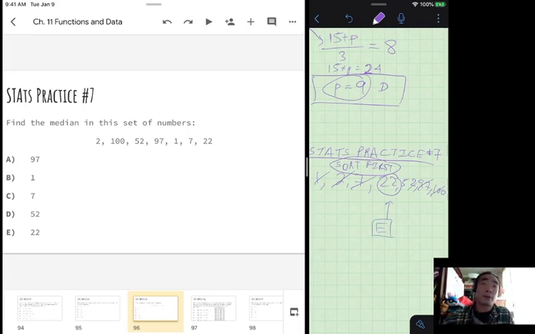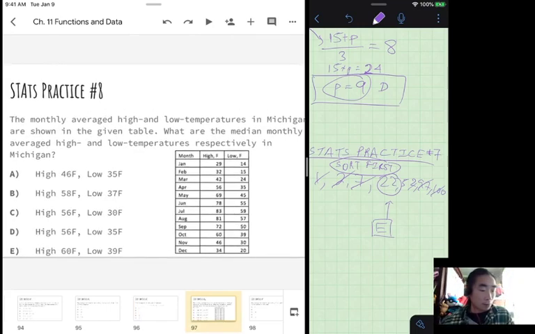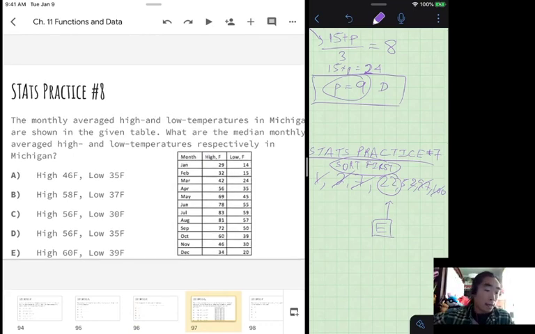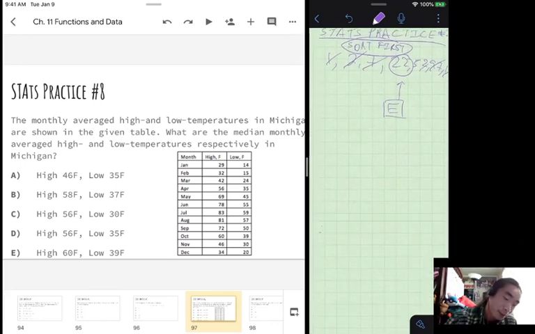Okay, that's the median when you have an odd data set. There's just one number in the middle. This next one should go over having more than one number in the middle. So there's a table of the high and low temperatures each month for Michigan. Which one of these are the median values? I'll do this one alongside you because it's going to take me a while to sort these 12 numbers. Can you see them okay?